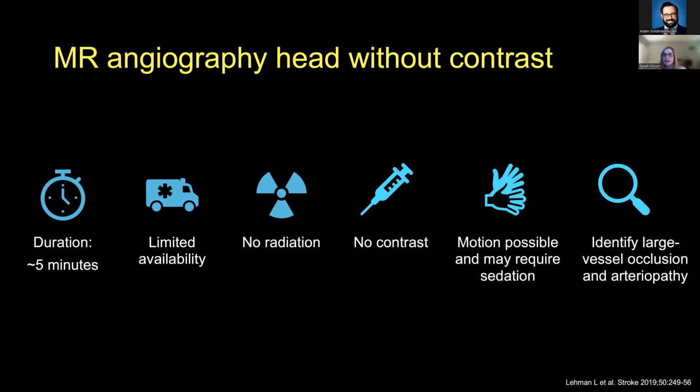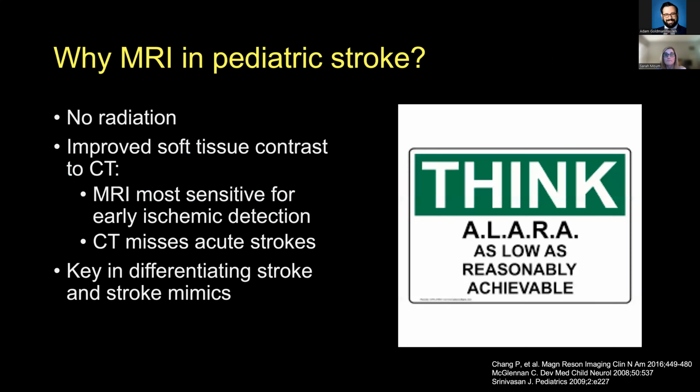As an alternative to CTA, we can also perform an MRA of the head. This exam also has no radiation, does not require contrast, and can help us identify large vessel occlusions and arteriopathy. Keep in mind that CTA exams are still more sensitive than MRA and truly represent the standard of care for evaluation of the cerebral arteries. Non-contrast CT head and CTA head and neck exams really drive stroke codes in adults. So why do we focus on MRI for peds? Foremost, it allows us to avoid radiation and work towards ALARA.